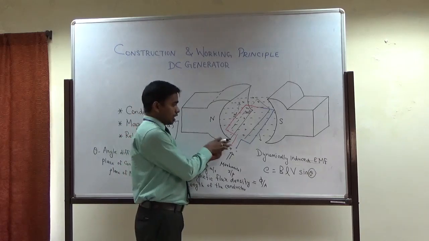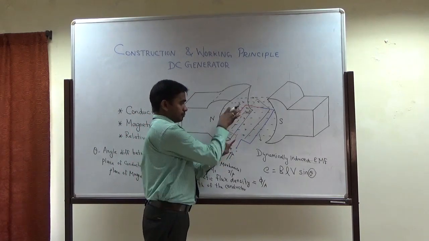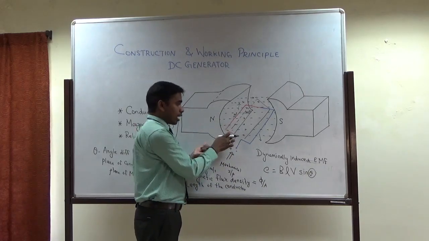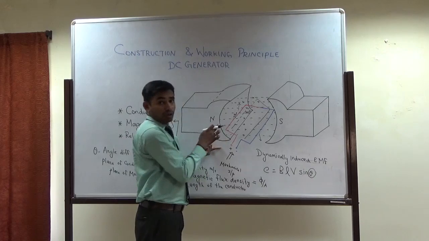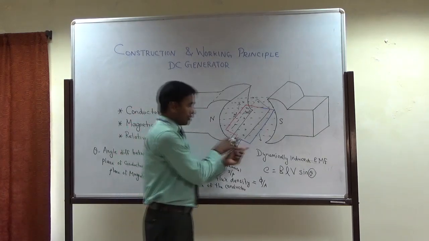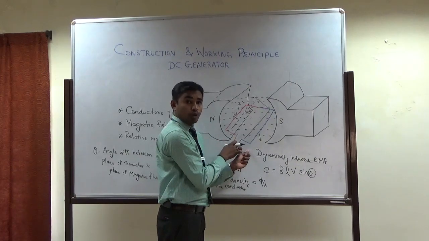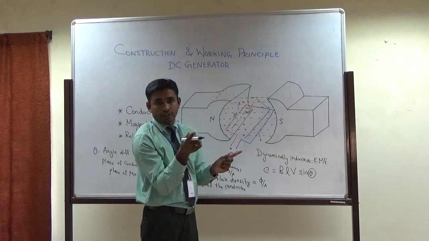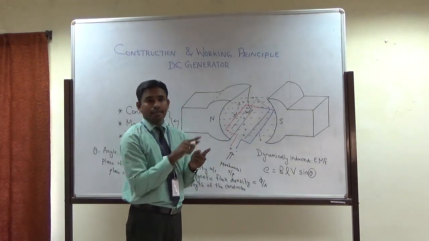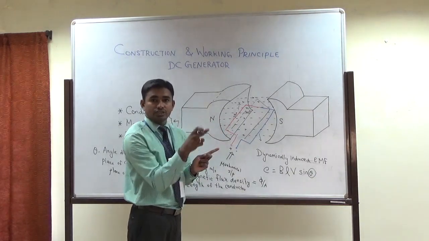Because see, if a conductor is lying at this position, it means the conductor is occupying the north pole. At that time the current flows in one direction. Then when the conductor is at this position, the south pole, the current direction will differ. So if you give a mechanical input, alternatingly, when the conductor reaches the north pole, the current direction is different.